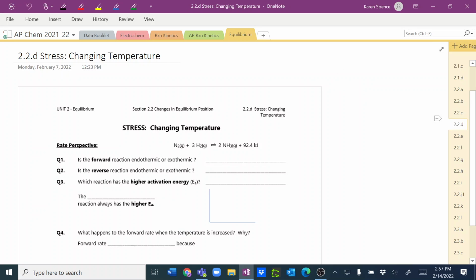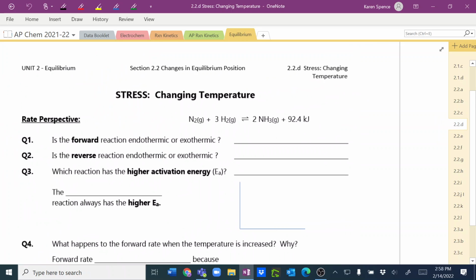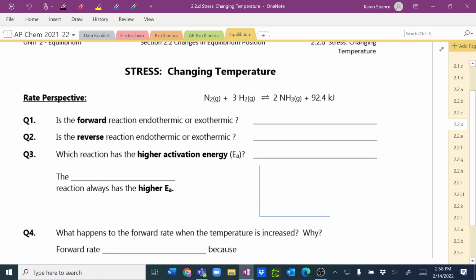2.2D. We're not going to get very far through this. You can do 2.2C for homework, the questions, okay? This one we're just going to start on today because we need to keep moving. Rate perspective on changing temperature. Is the forward reaction here endo or exothermic?